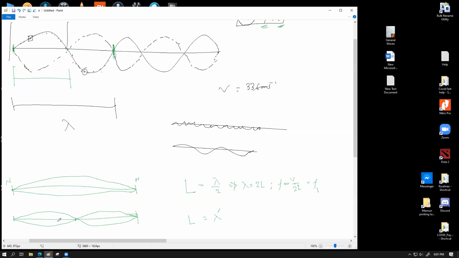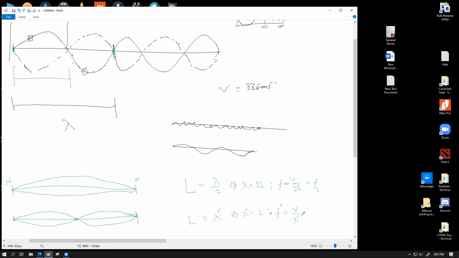So what is happening? Now we are producing two loops over the same length of the wire. So we have one node over here, one node over here, and one node over here. And logically, we have produced two antinodes in between. So this is L equals lambda. So this would give us lambda prime equals L. So if we now try to get the possible frequency, let's say this is F prime of this setup, this can be given by V divided by lambda prime.